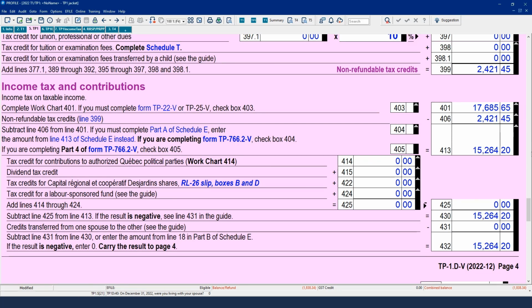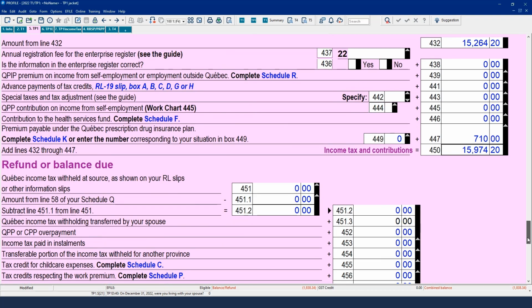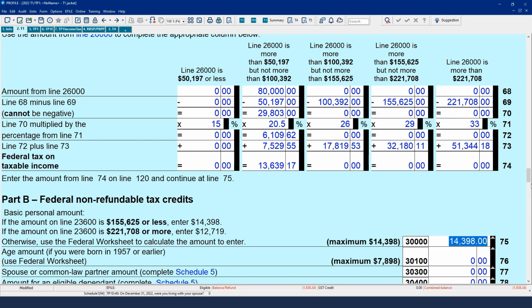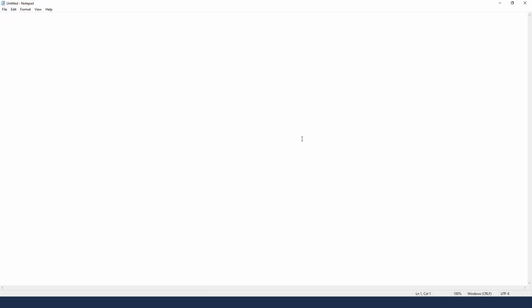So I'm left with 15,264 plus the $710 of the Quebec Drug Insurance Plan. So this is for Quebec, but what I'm trying to explain here is just the general concept. So let me just try to generalize it here.